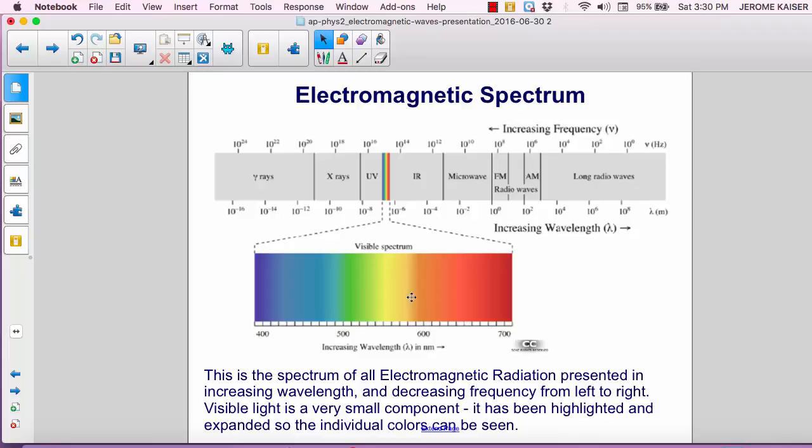So to summarize, this is the spectrum of all electromagnetic radiation. It's presented in increasing wavelength and decreasing frequency from left to right. Visible light is a very small component, and it has been highlighted and expanded so that you can see the individual colors.